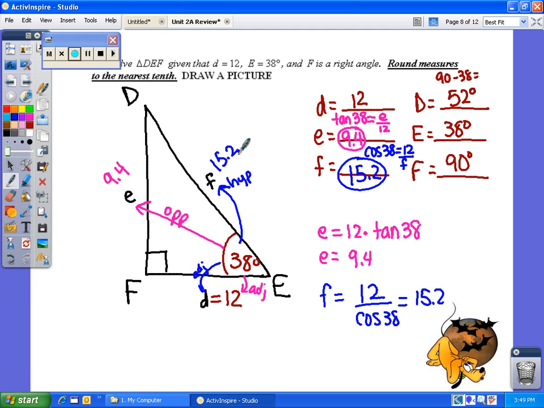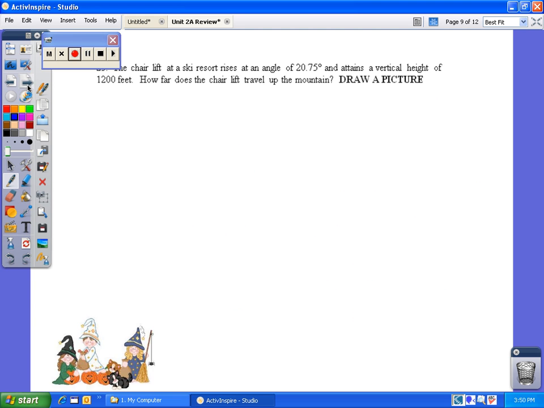Alright. Okay, I think we got two more. Okay, the chairlift at a ski resort rises at an angle of 20.75 degrees and attains a vertical height of 1,200 feet. How far does the chairlift travel up the mountain?